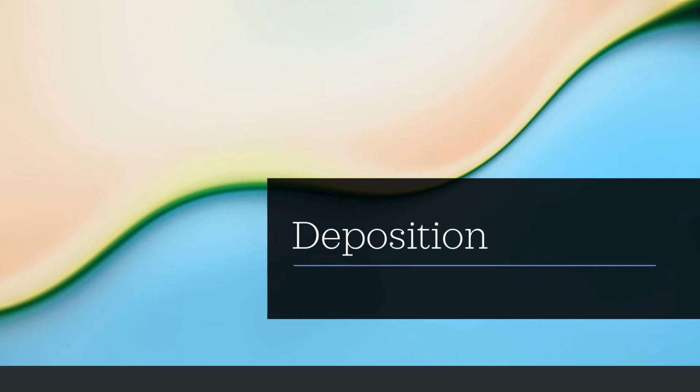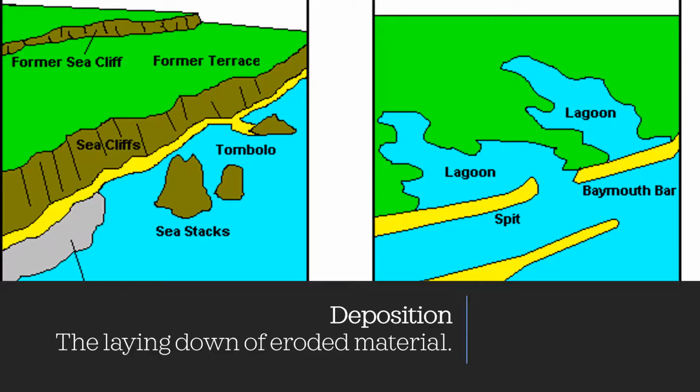In this video, I'm going to be discussing deposition, which is the direct result of erosion. And as you should remember, erosion is the movement of weathered materials. Okay, so deposition, again, is the laying down of eroded material. So it is exactly what results from erosion.